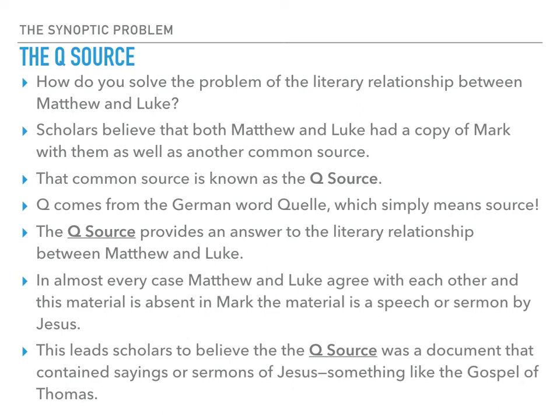Now, what gives us a stronger case for Q is the fact that we actually have found the Gospel of Thomas, in 1948, in Nag Hammadi, Egypt. Some shepherds found a bunch of documents, and one of them was a Gospel of Thomas. And the Gospel of Thomas is nothing but sayings of Jesus. So there's evidence from history that there were these Gospels that had nothing but sayings of Jesus. We believe that the Q source is exactly that, a bunch of sayings of Jesus that both Matthew and Luke had when they wrote their Gospels.